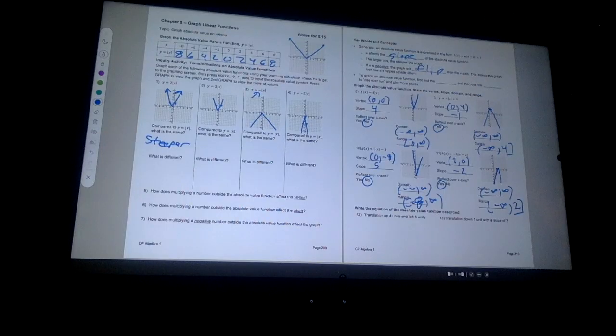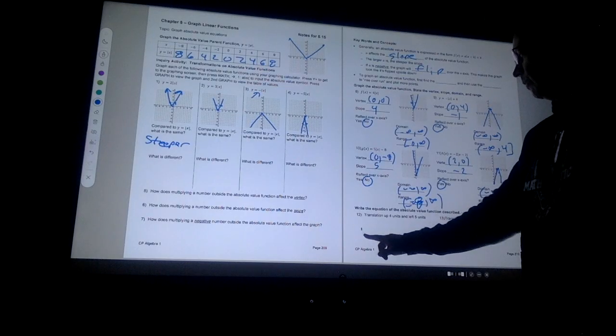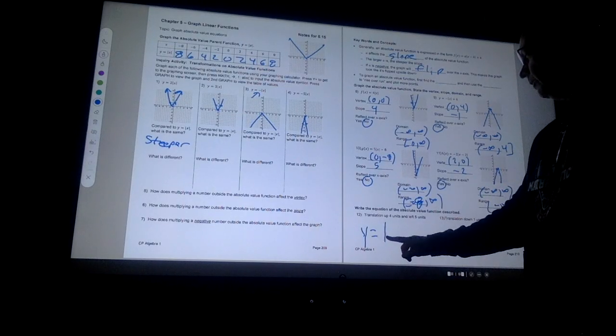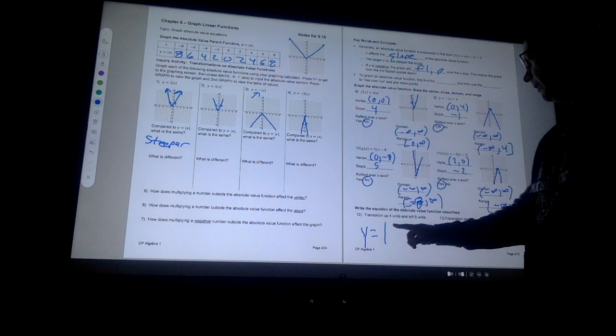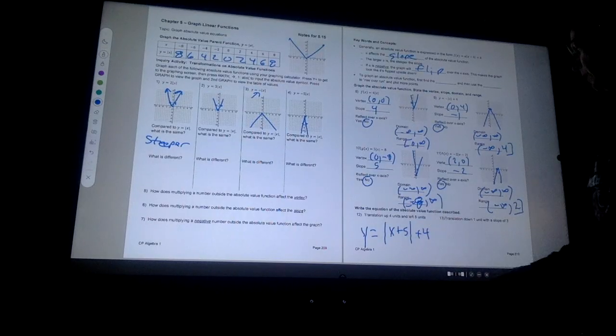Write an equation for the desired. Goes up 4, left 5. Okay, so y equals absolute value left 5, so that'll be a plus 5 because it's opposite. Up 4, that's a plus 4.